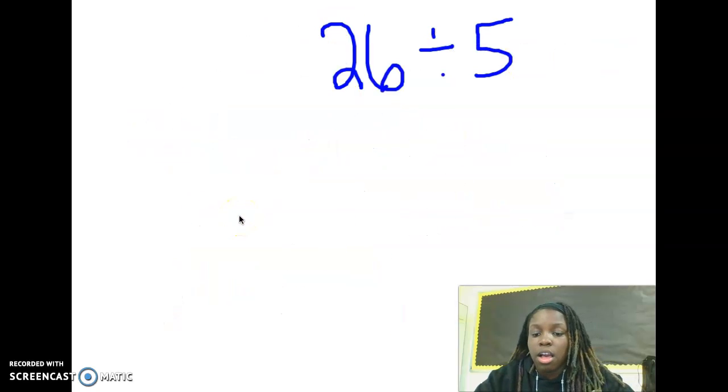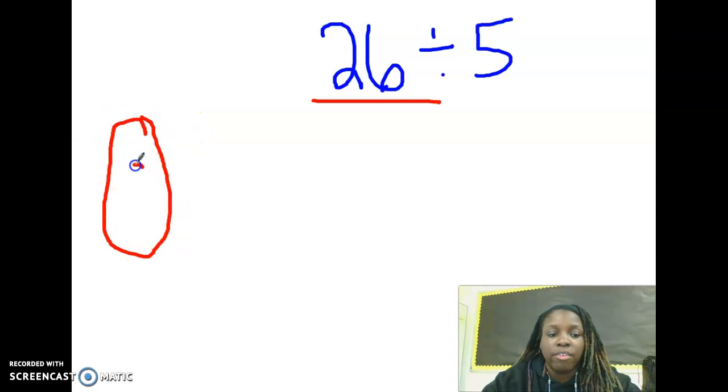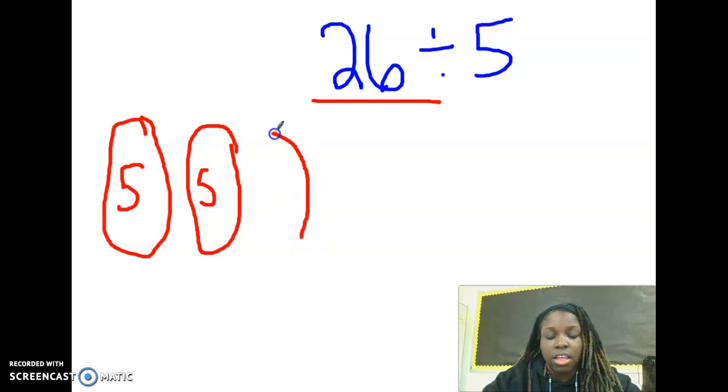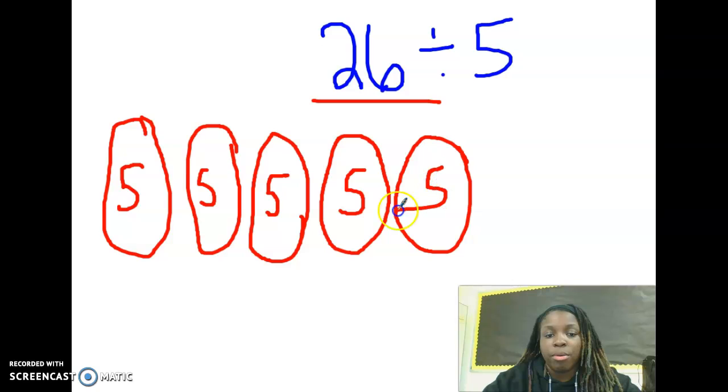So what we're going to do is divide some simple problems using just drawings today, all right? So we're going to do 26 divided by 5. That's like saying 26 marbles and you're putting 5 in a group. So how many groups would that be? The goal is to get to 26. So a group has 5 in it. Another group has 5 marbles. That's 10. Another group has 5 marbles. That's 15. Another group has 5 marbles. That's 20. Another group has 5 marbles. 5, 10, 15, 20, that's 25.